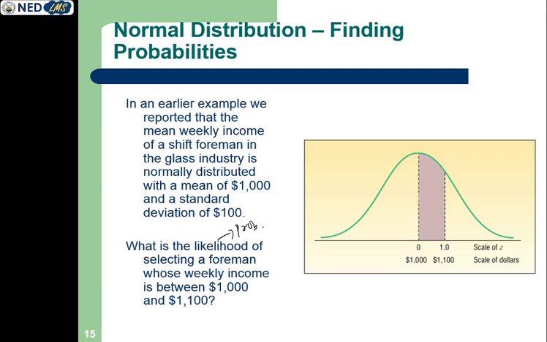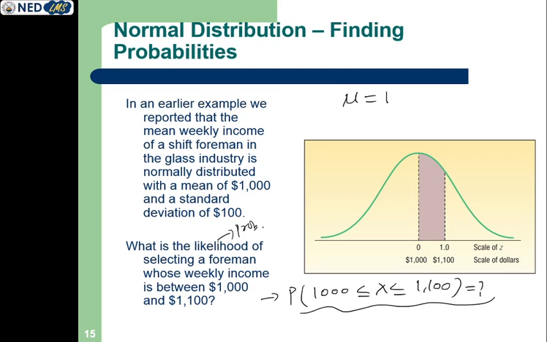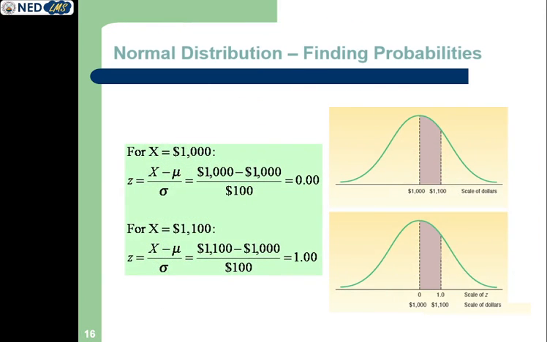a foreman whose weekly income is between $1,000 and $1,100? Likelihood means probability. Here mu is equal to $1,000 and sigma is equal to $100. Now we have to find the probability that x lies between 1,000 and 1,100.